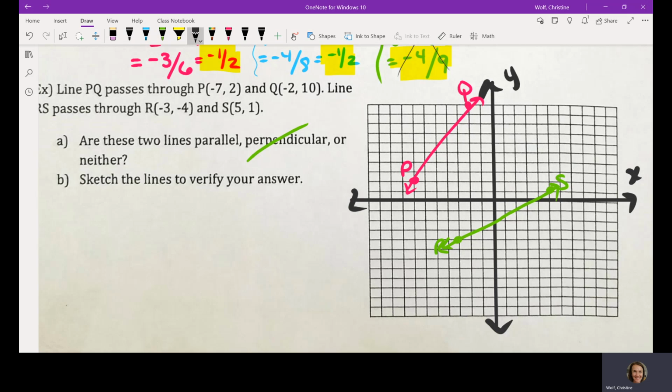Yeah, we can see that this one's in a downward motion, and eventually those two would cross based on how they're angled, right? So they're not parallel either. So then my answer for this guy is neither. Easy enough?